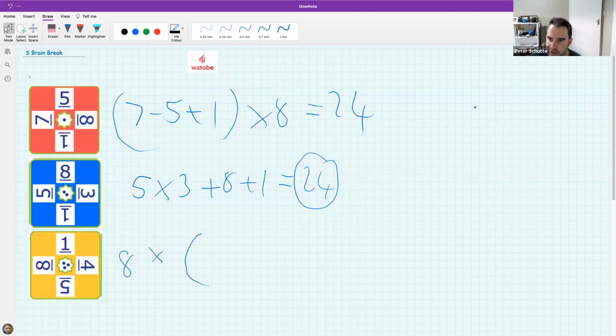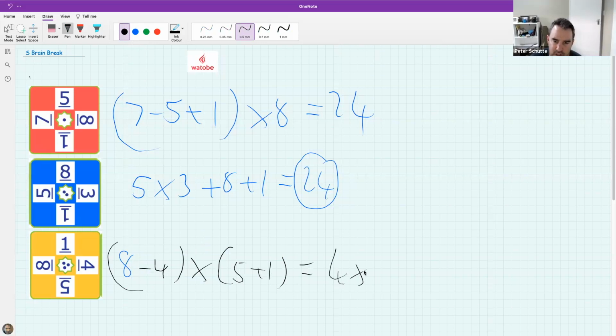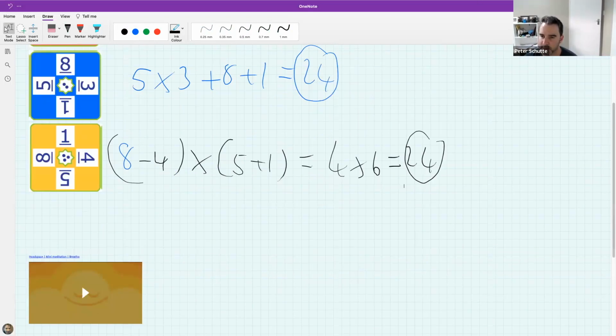And then Bongwe has also given us a way of doing the yellow. 5 minus 3 is 2. 2 plus 1 is 3. 3 times 8. Perfect. And then Emmanuel has said 8 minus 4 gives us 4, and then 4 times 5 plus 1. So we get 4 times 6 is 24. Well done. Well done, everyone.